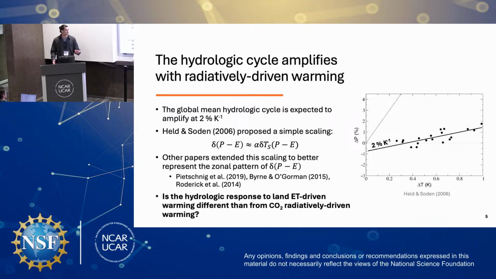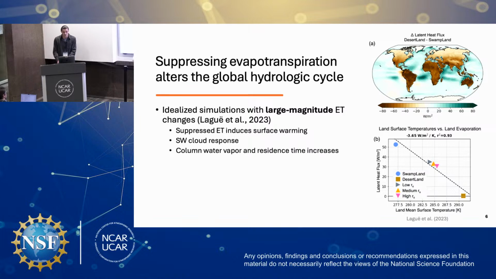But what's interesting for me is whether this hydrologic response remains the same when you're thinking about land ET-driven warming, because in all these cases, it's been used to describe a hydrologic response to, again, CO2 forced warming. But in fact, we do know that suppressing evapotranspiration alters the global hydrologic cycle.